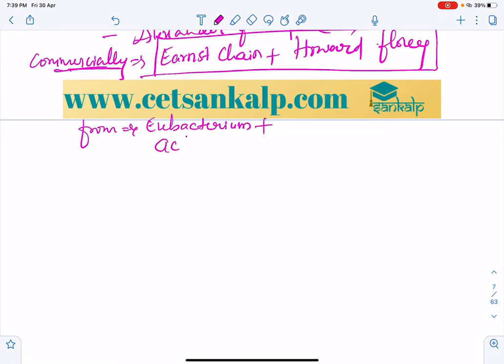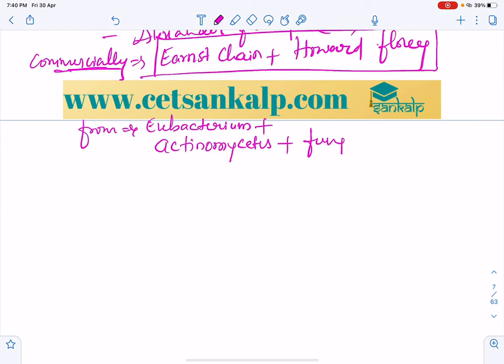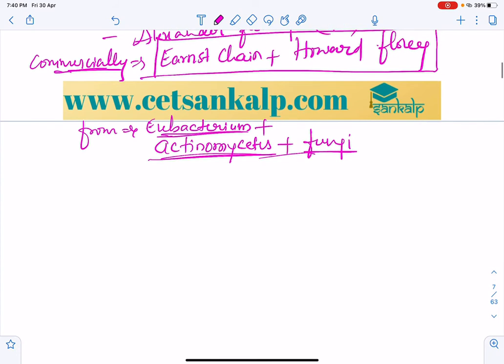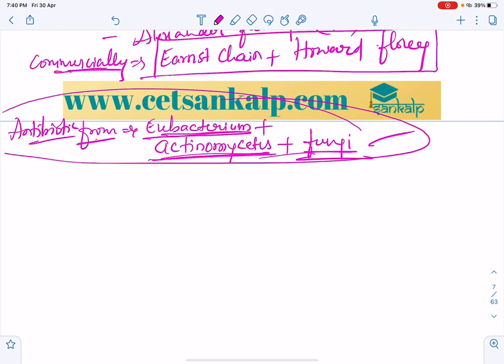Actinomycetes, the filamentous bacteria, and along with that fungi, are also used. So eubacteria, Actinomycetes, and fungi are used to obtain antibiotics. So antibiotics are obtained from eubacteria, Actinomycetes, and fungi. This is also a question we can expect.